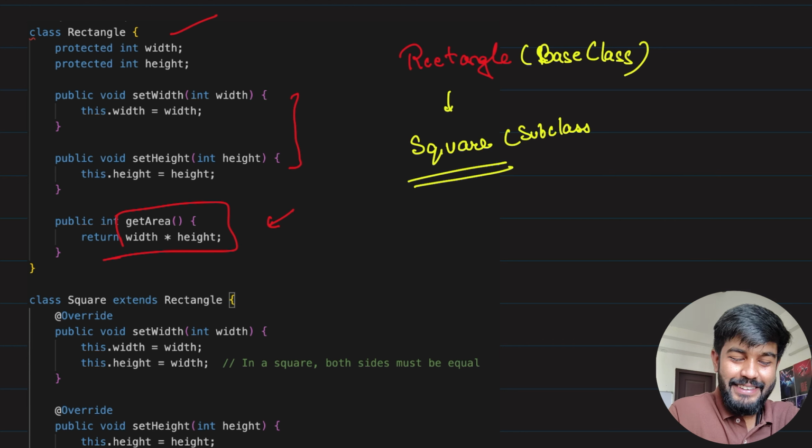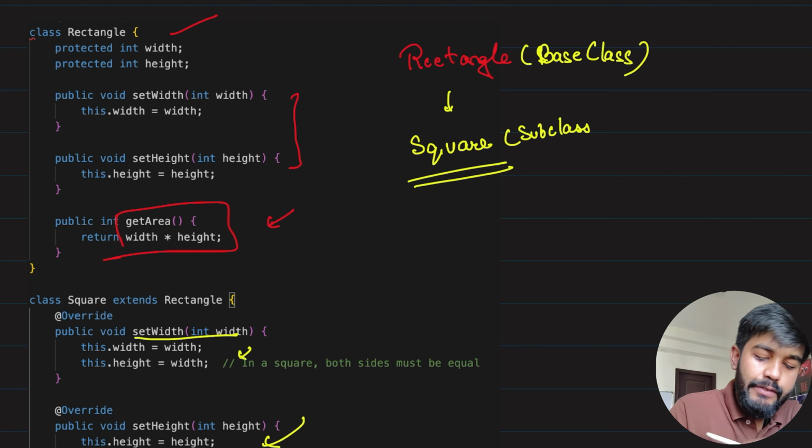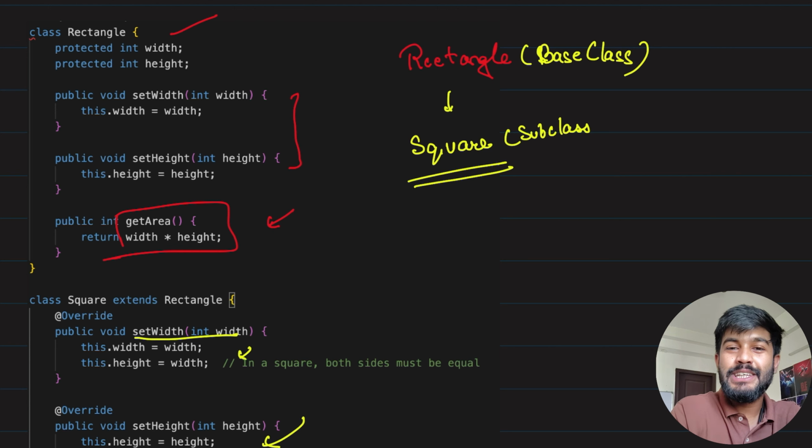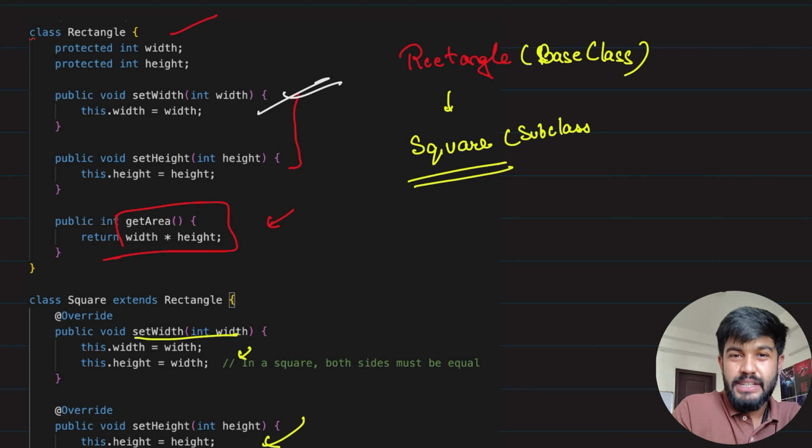Make sense? Similarly, we implemented set width, which would set the width of it, and set height, which would set the height of it. But let's see the problem here. What are the problems here? Rectangle responds in the correct fashion as expected.